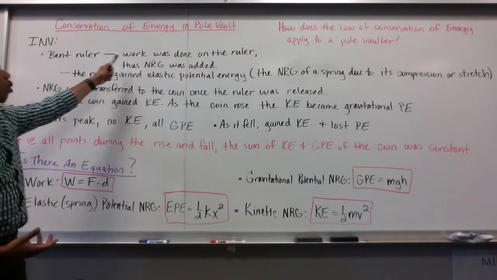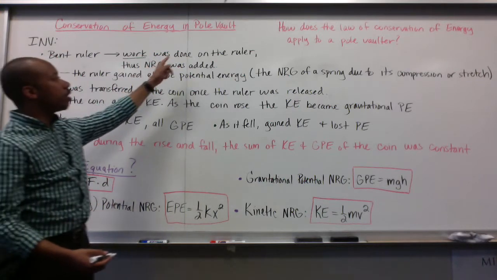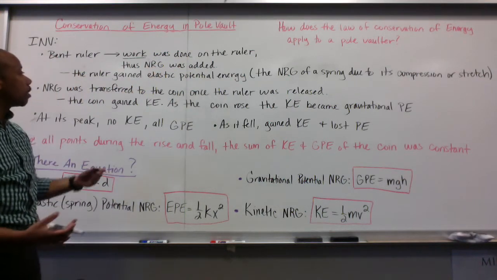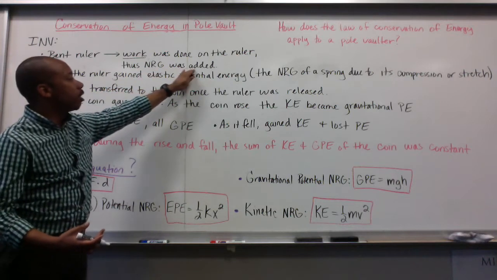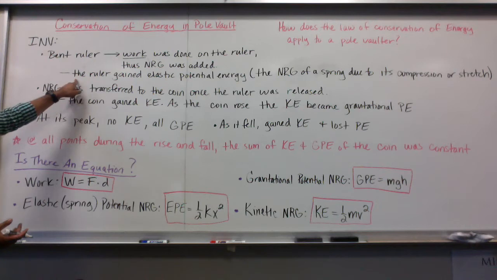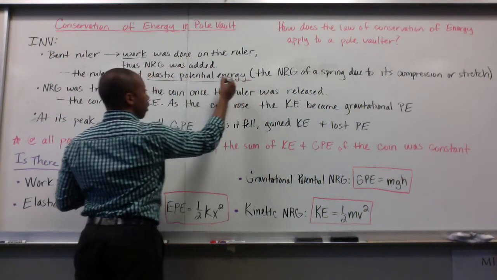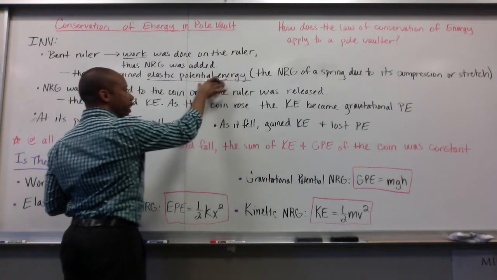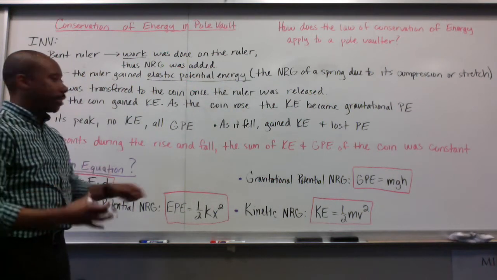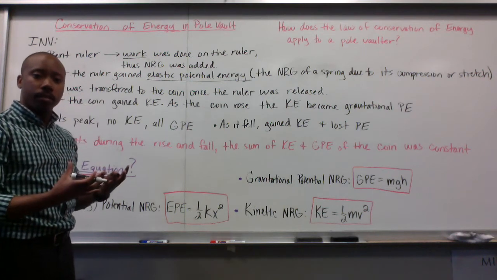When you bent the ruler, work. We know what work is, we just learned about it. Work was done on the ruler. What this means is that energy was added to the ruler. What kind of energy was this? The ruler gained elastic potential energy. It's still potential energy, meaning it depends on the position, but it's elastic because that ruler acts like a spring.